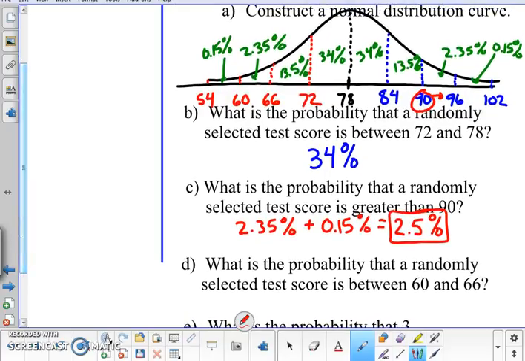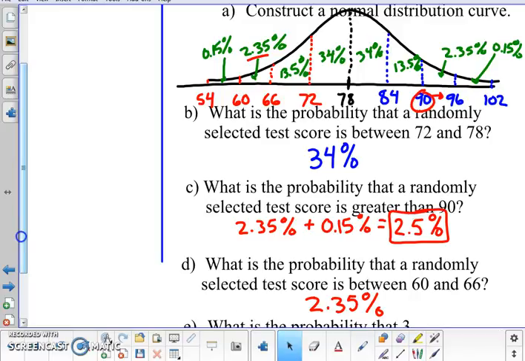All right, and then we're just going to go over D. We can go over E at a later time. What is the probability that a randomly selected test score is between 60 and 66? Well, that is just recorded for us. We already wrote that in. That is the 2.35%. That is on the other side of the mean, down at the lower point. We will get to E here in class.